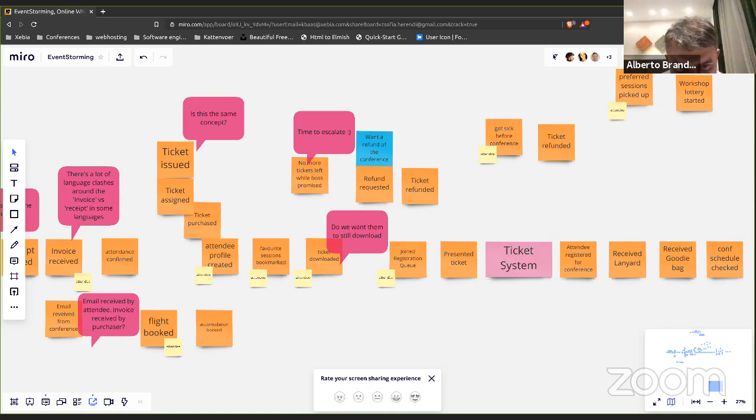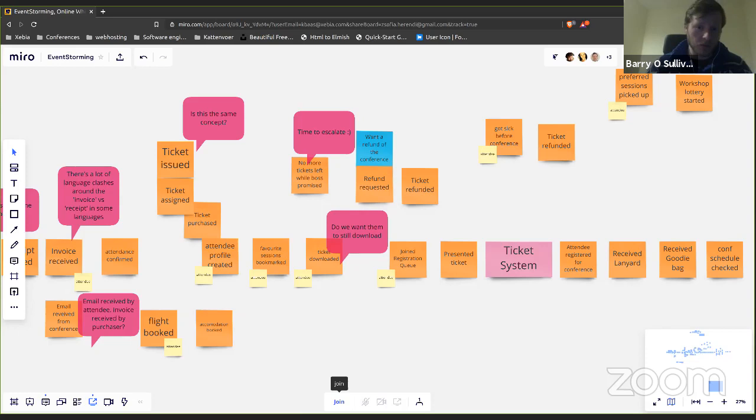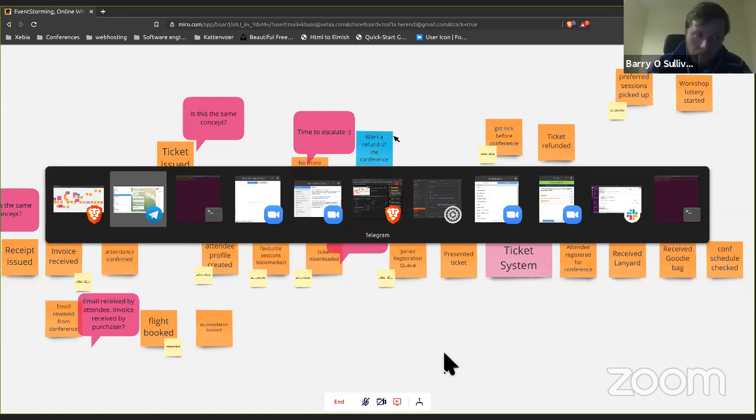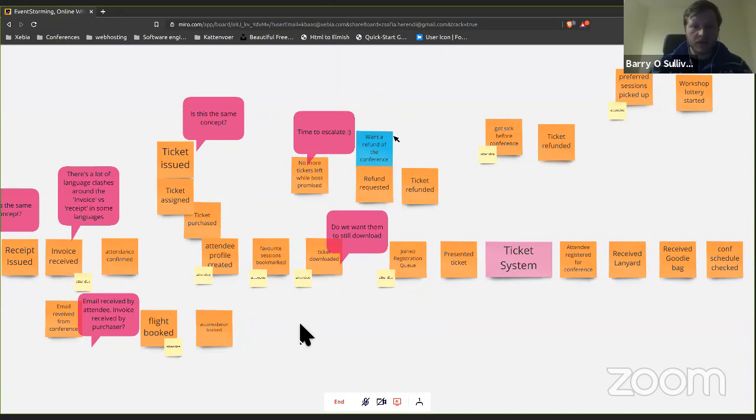So then we've got the refund flow. You want a refund, and refund requested. And then you will most likely get it unless there are extenuating circumstances. There's most likely another system in there that you don't control, so it's not exactly one-to-one.